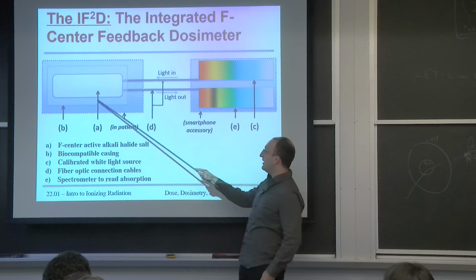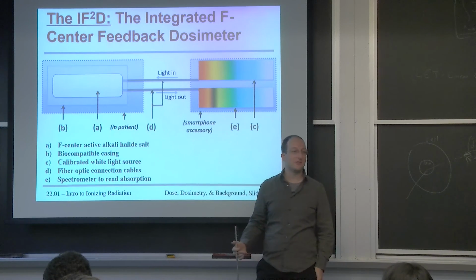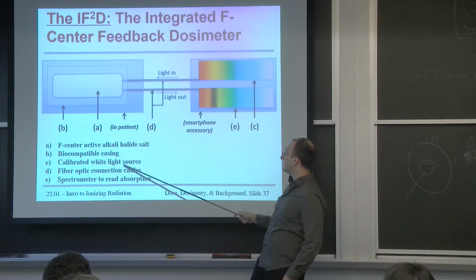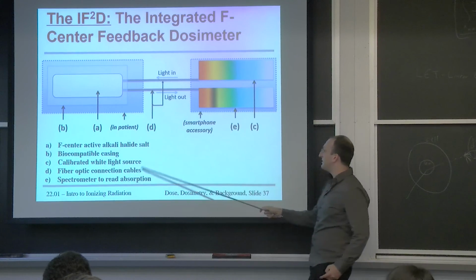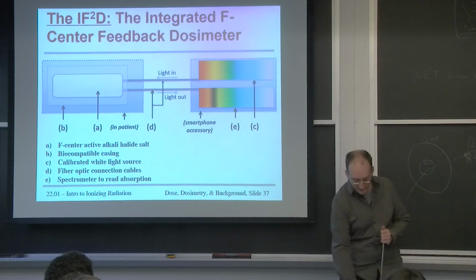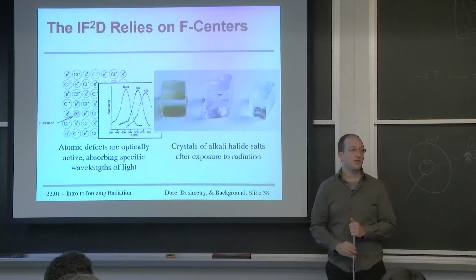A is just an alkali halide salt, better known as table salt, sodium chloride. B is some biocompatible casing so your body doesn't reject it, calibrated white light source, fiber optic connection cables, and a spectrometer to read the absorption. These can be little compact USB spectrometers. And it relies on what's called F centers.